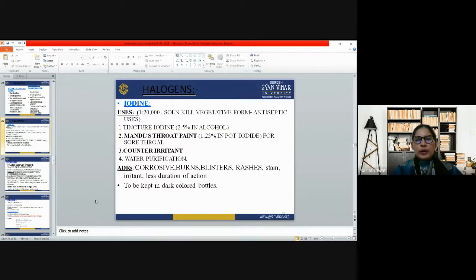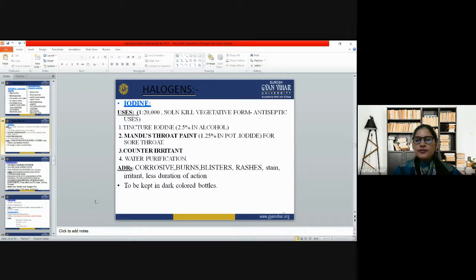Now, when we talk about iodine, a 1 in 20,000 solution kills vegetative forms and is used as an antiseptic. Tincture of iodine is used at 2.5% in alcohol. Mandl's solution is used at 1.25% in potassium iodide for sore throat. It is also used as a counter irritant and for water purification.